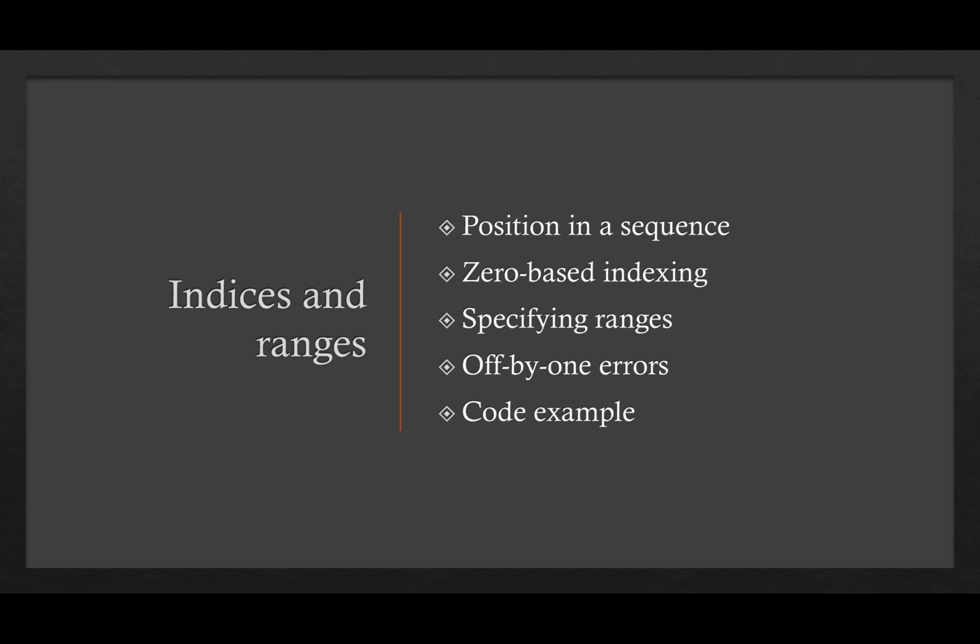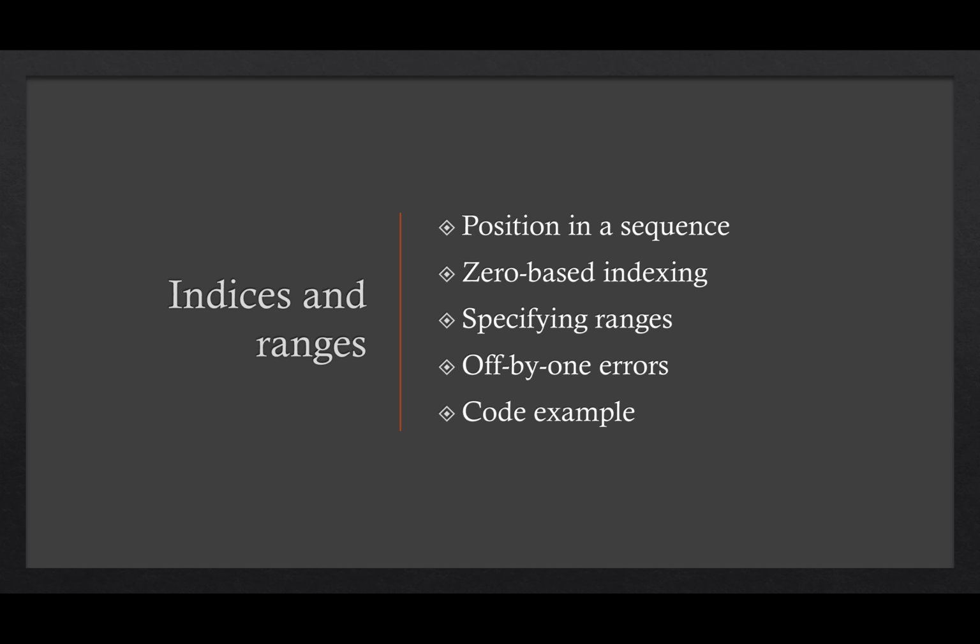So, for example, an index might represent the position of a character in a string, or the position of an element in an array. Or it could just be a position in some sort of abstract sequence that isn't necessarily objects in memory, but just some sort of conceptual sequence of items.